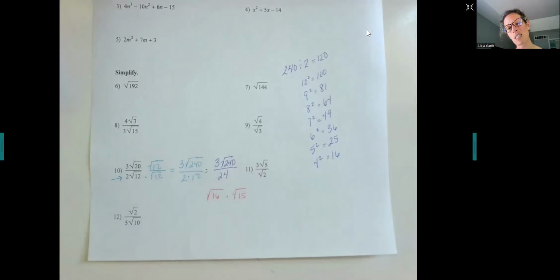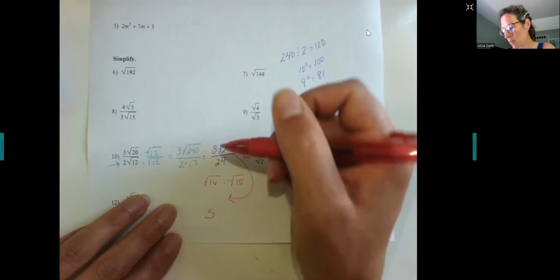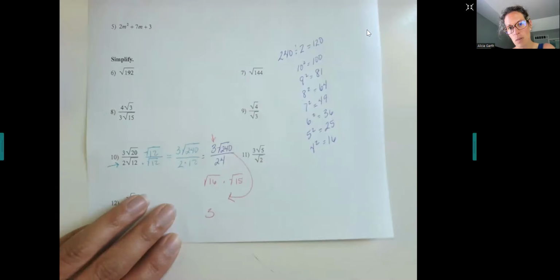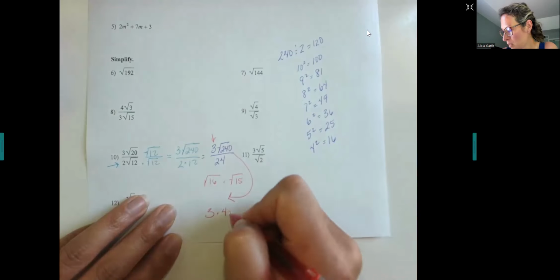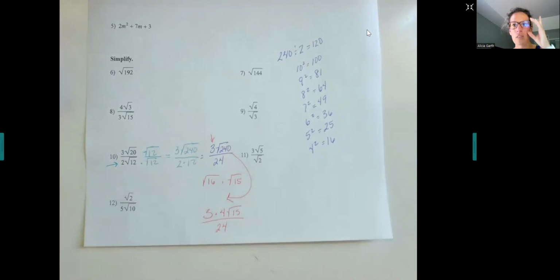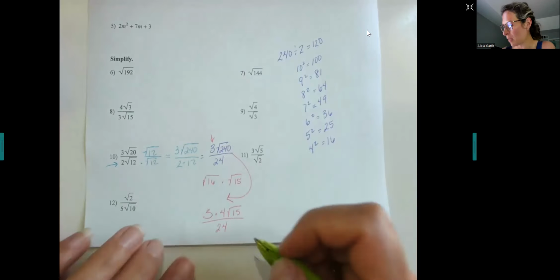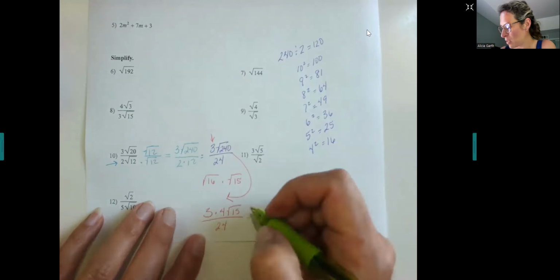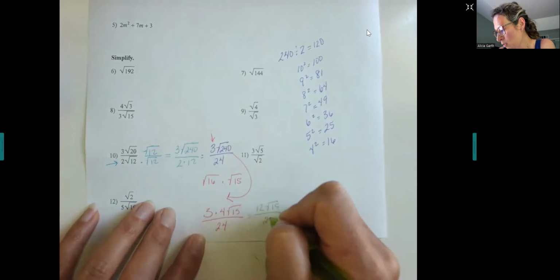I can take the square root of 16, that is 4. So this is 3 from this 3 times 4, because the square root of 16 is 4, square root of 15 over 24. Now I'm going to rewrite it one more time. I always keep rewriting. Without rewriting it, you end up skipping or missing something. So 3 times 4 is 12, square root of 15 over 24.